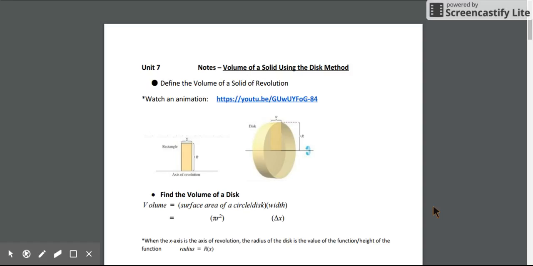In this video, I'm going to be introducing how to find the volume of a solid. There's a lot of different methods to do it. So we're going to start off with the most basic method called the disk method. So what do I mean by the volume of a solid?